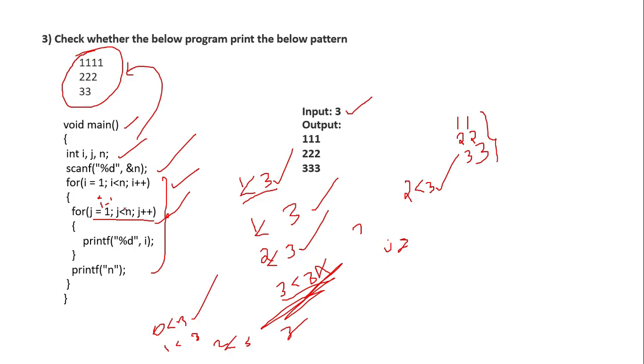So you need to write j less than or equal to n here. Then you will get 3 less than or equal to 3, right? Which is true. 3 is less than or equal to 3, which is true. So one more time the loop will repeat and the value will be printed on the screen. So this is the modification that we need to make to the given code, so that the desired output will be printed on the screen.